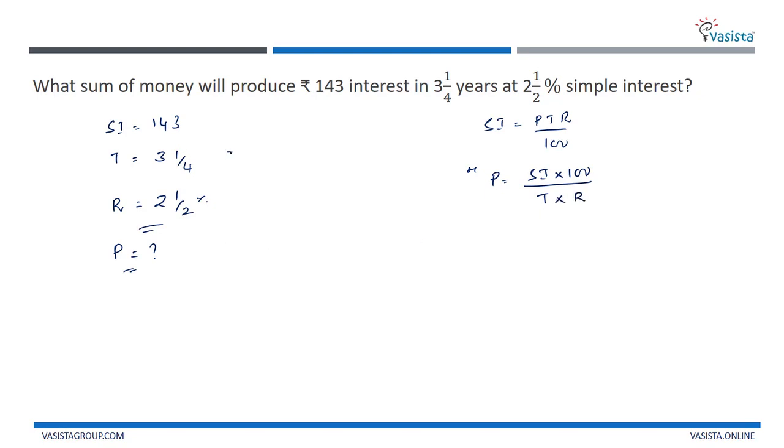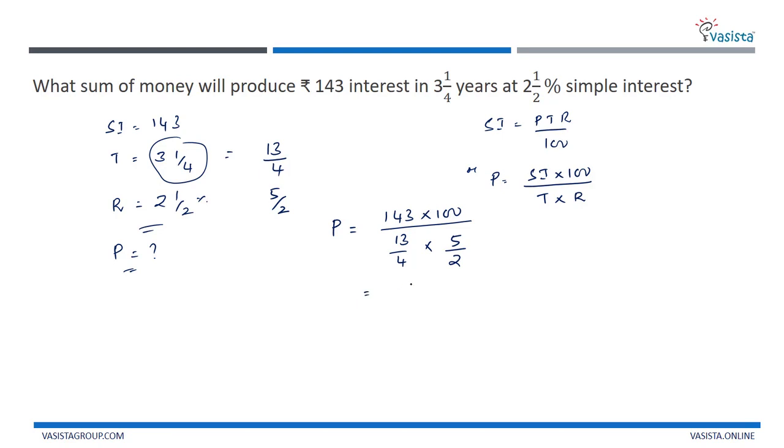Now let me convert these mixed fractions to improper fractions. 4 threes are 12 plus 1, 13/4. This is 2 twos are 4 plus 1, 5/2. Substitute, and you are going to get the answer. That is, P is equal to SI, which is 143 into 100 divided by time, which is 13/4, into rate of interest, which is 5/2.